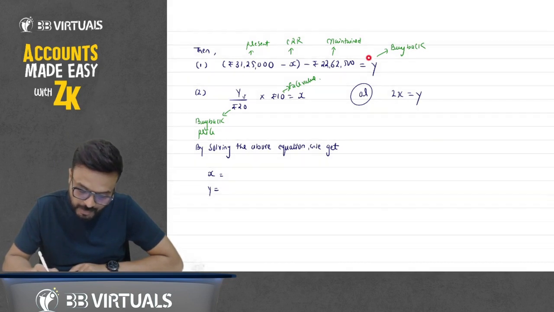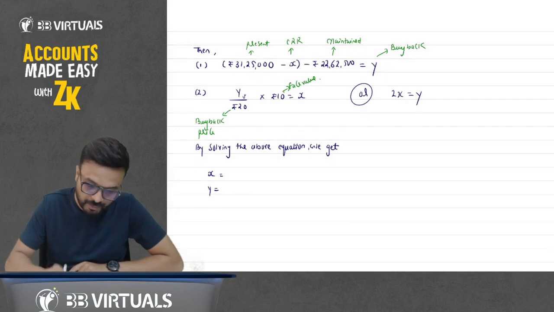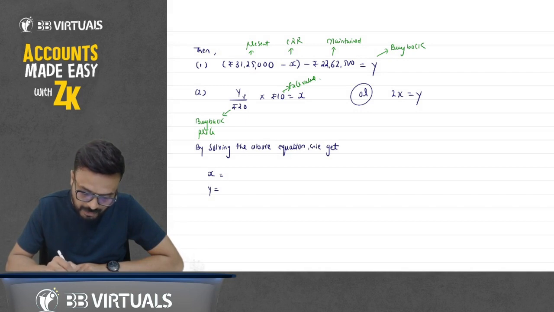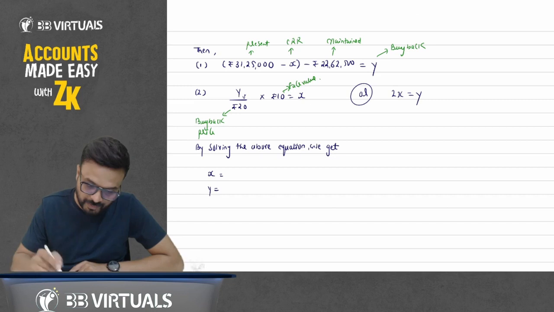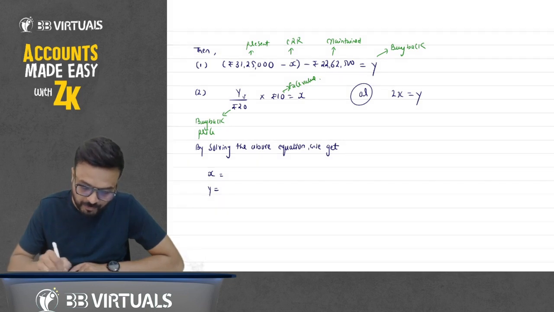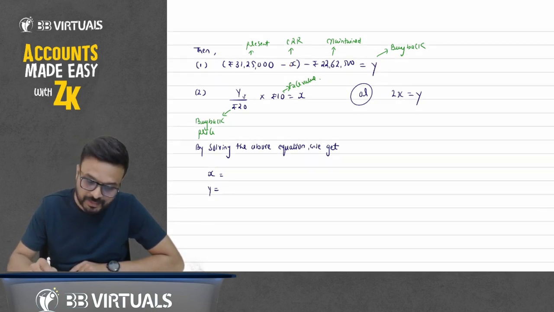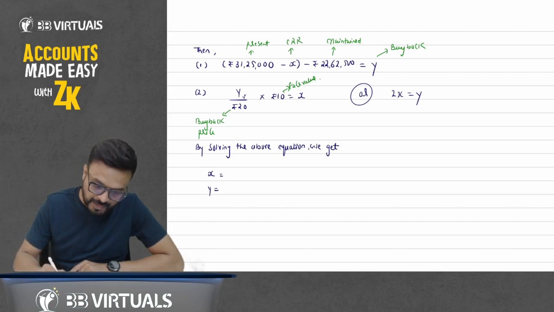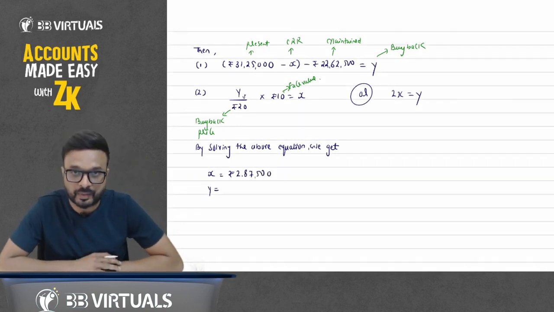Now put 2X here. 31 lakh 25,000 minus 22 lakh 62,500 comes to 8 lakh 62,500. And here Y is 2X, and with X transferred it will come 3X. So 8 lakh 62,500 divided by 3, X will come 2 lakh 87,500.